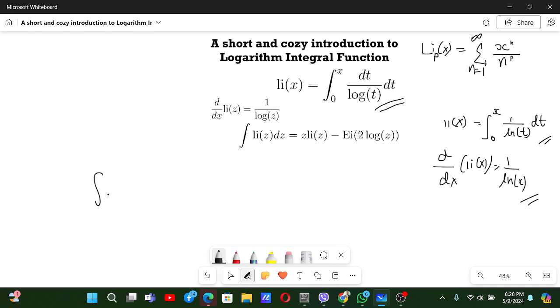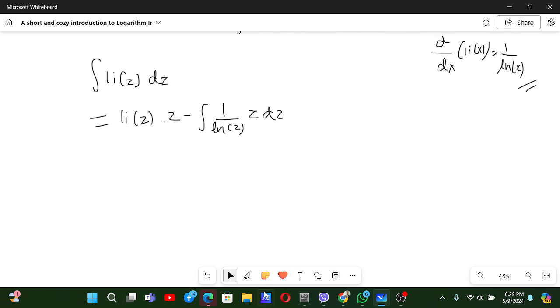For the integral of the logarithmic integral function, we can use integration by parts. We get z Li z, integral of 1 is just z, minus the integral of, now the derivative of Li z is just 1 by ln of z, and then z dz. Now we can make a substitution, let's say x equals ln of z.